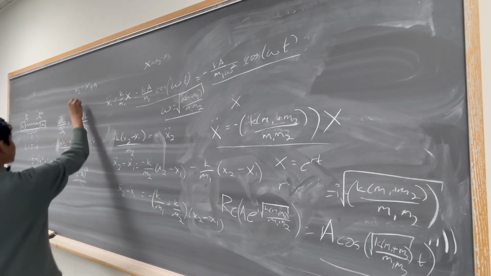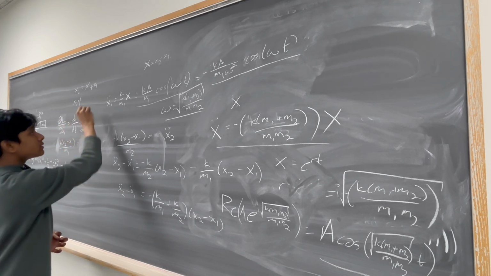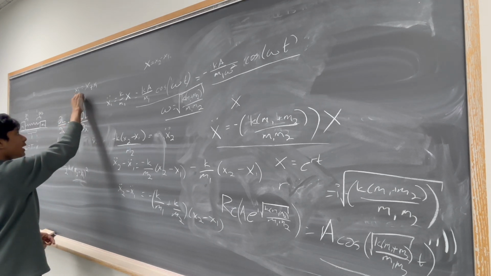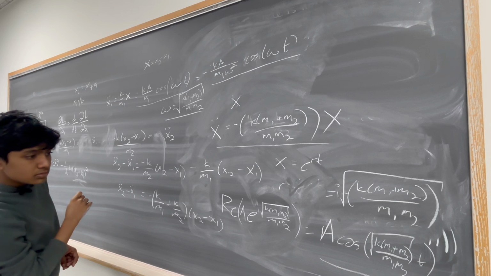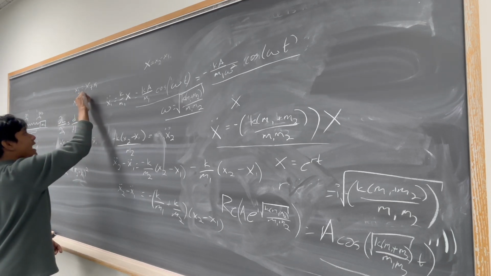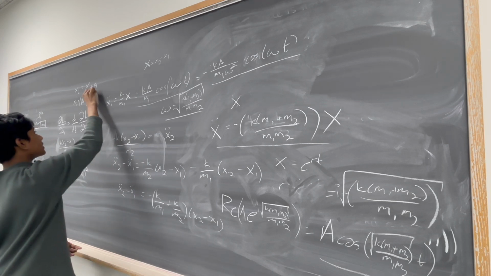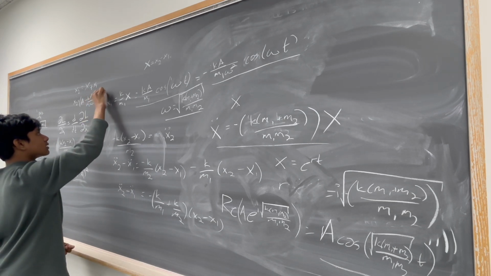So x2 naturally is going to be k minus, a minus ka over m1 omega squared multiplied by cosine omega t.